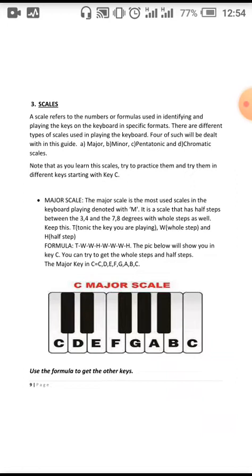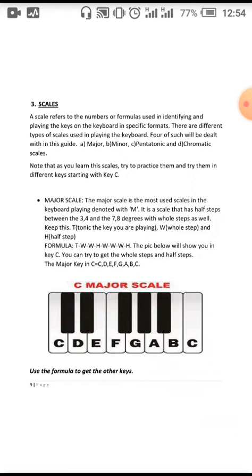Before we go to the formula, there are some things you're going to need to understand the formula very well. So now, capital T in the formula stands for tonic, which is the key you are playing. Then W in the formula stands for whole step, as we learned in the interval. And then H stands for half step, as we also learned in the interval. So now we are closer to the scale.